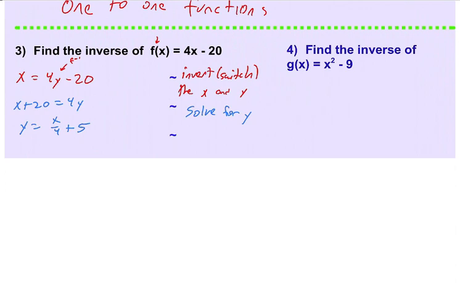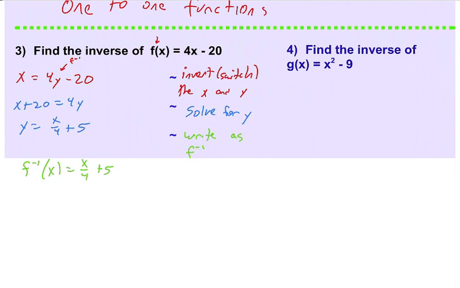And that's my inverse. I do want you to write it as f inverse when you're done. So my final answer will be that f inverse of x is equal to x over 4 plus 5. And those are your steps.